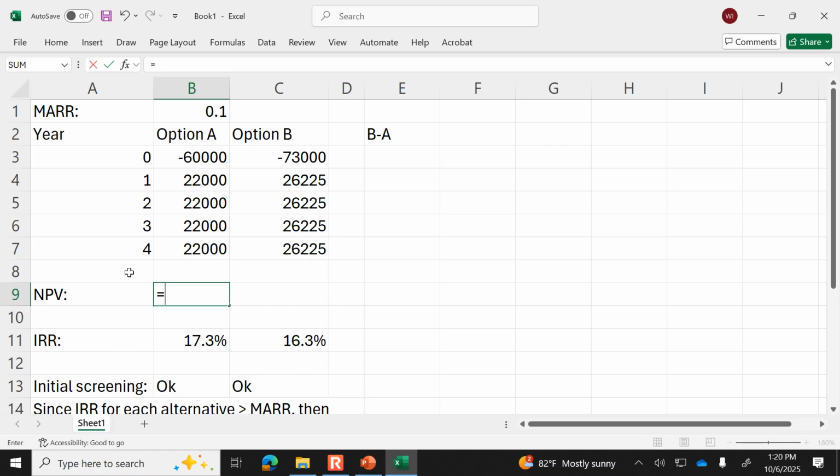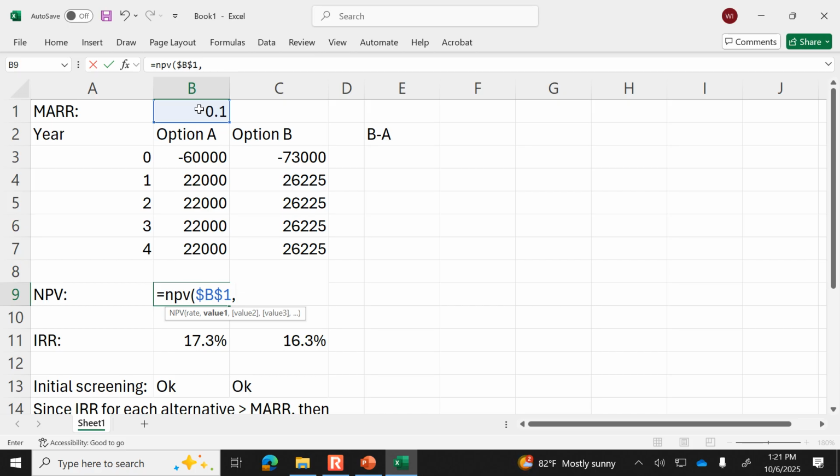Let's just start. Equals NPV. Okay, first thing it wants to know is what interest rate. That's easy enough. We want it to use the MAR as the discount rate. Now, it's asking me to put values in. Do you remember what the warning is for the NPV function? Don't include the 0. That's right.